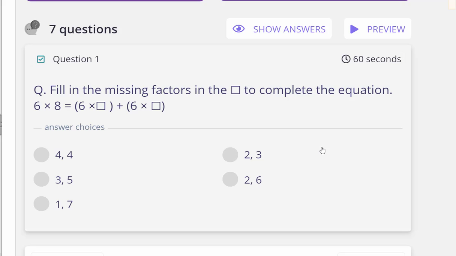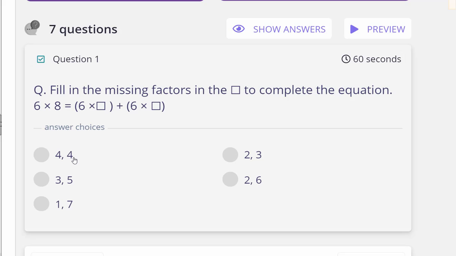Yahya? Yes, teacher. Go ahead. Fill the missing factors in the square to complete the equation. 6 times 8 equals 6 times what plus 6 times what? 6 times 2. 2 plus 3, you mean? I mean 4. 4 plus 4.